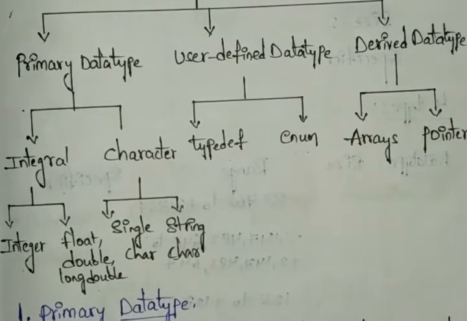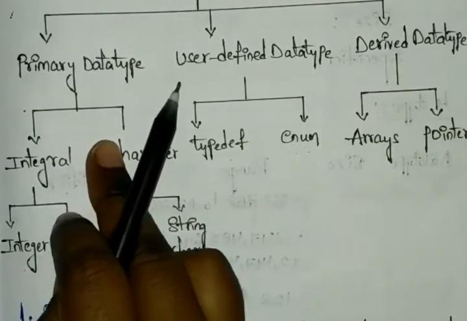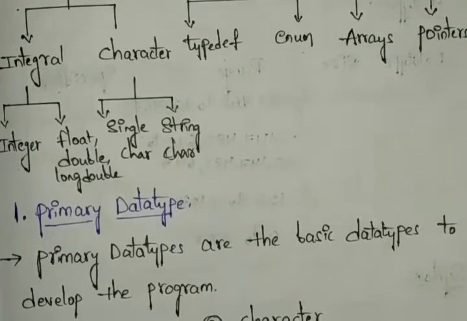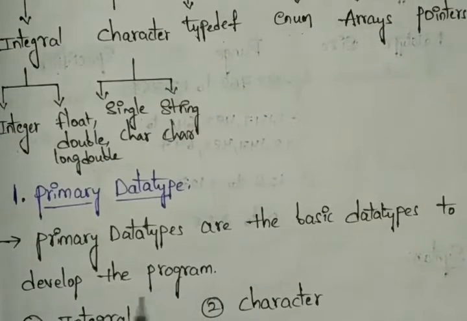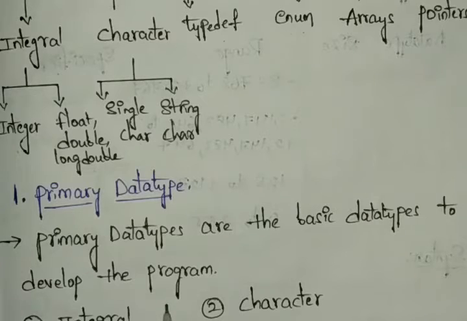Next, you can see first we have the primary data type. So now we will discuss our primary data types. These primary data types are our basic data types to develop our programs. By using these primary data types we can develop our programs simply compared to all the other data types, that is, compared to the user defined and derived data types, we can develop our programs in an easy way.